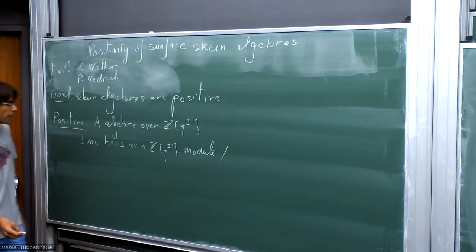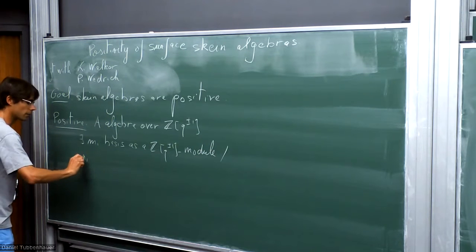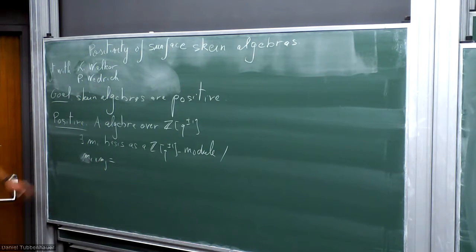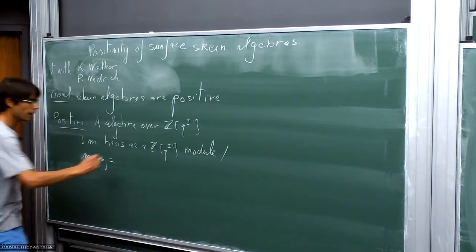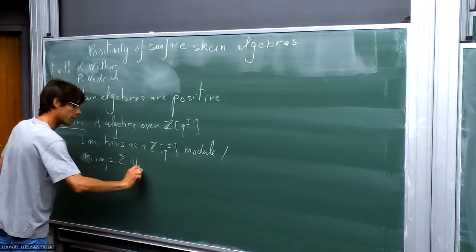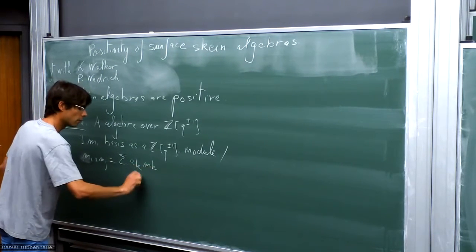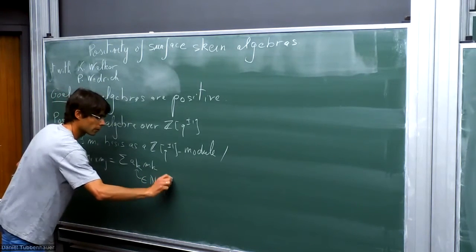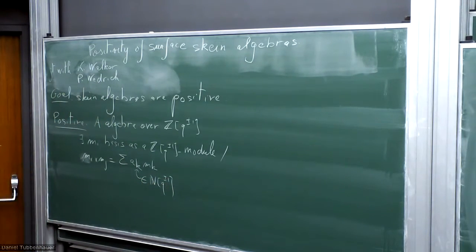such that whenever one multiplies together two of these basis elements, we get a new element of the algebra. One can expand on the module basis, and that produces some coefficients. And we want the coefficients to lie in N of Q plus minus 1 to avoid seeing any minus signs.